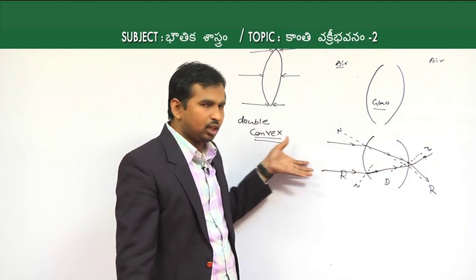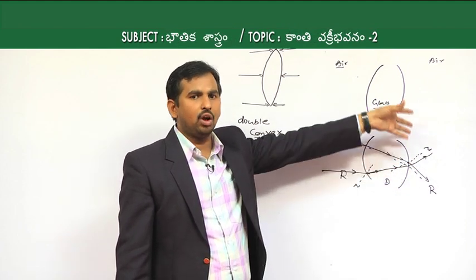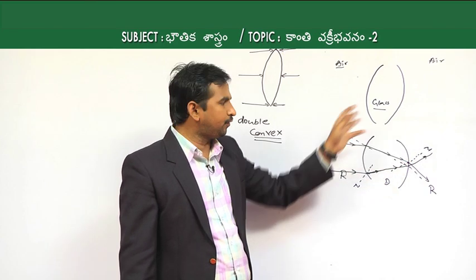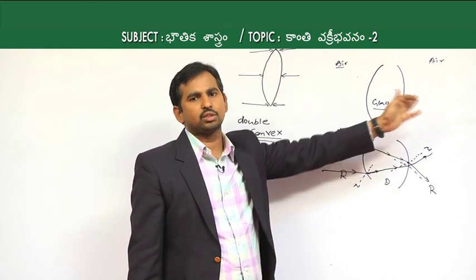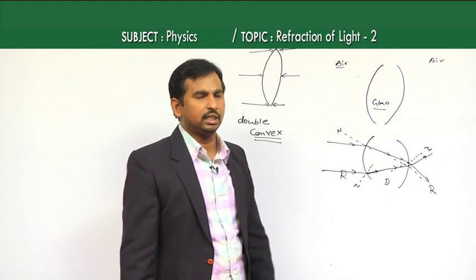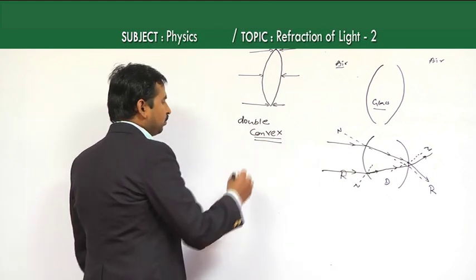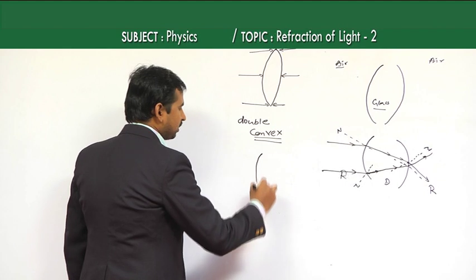So whenever you are taking a parallel beam of light rays onto a convex lens, after refraction the light rays are going to meet at a point. This only we call the converging nature of the convex lens.